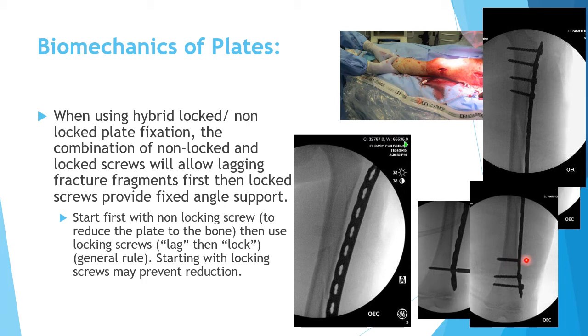It does not have to work with the principle of bringing the plate to the bone, because it will lock into the plate. So whenever you'd like to use a hybrid, you first start with a regular non-locking screw, and then you use a locking screw after that. If you start with a locking screw in the beginning, the screw will lock into the plate. You will not be able to use the plate as a reduction tool, and it may prevent your reduction. So first lag, then lock. First use a non-locking screw, and then use a locking screw.